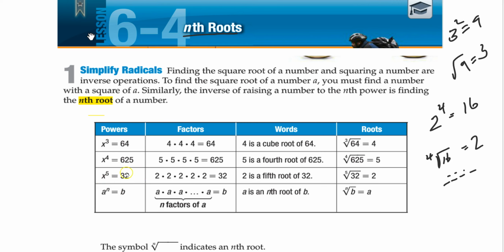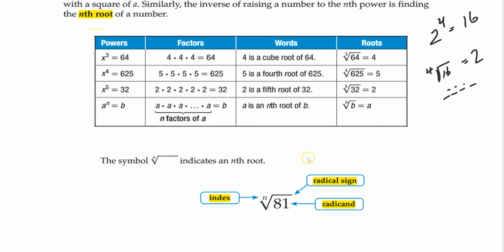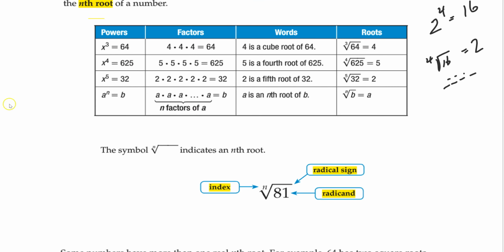X to the 5th is 32. You try to figure out what times itself 5 times equals 32. That would be 2. So the nth root just means, if I give you the nth root of some number, it's the number that times itself n times equals that value. That's all it's saying.